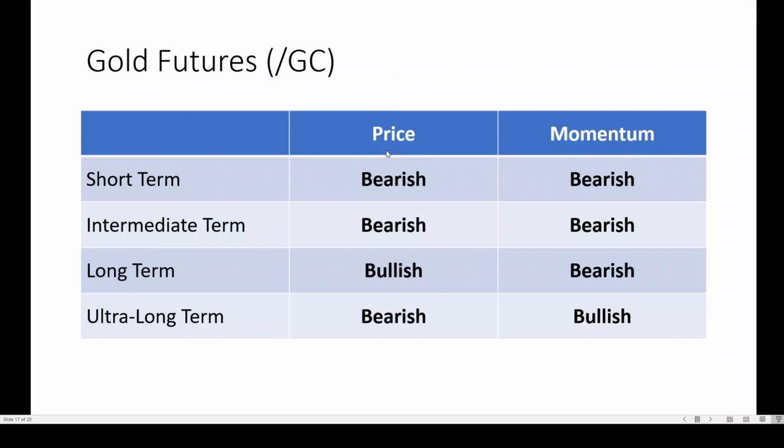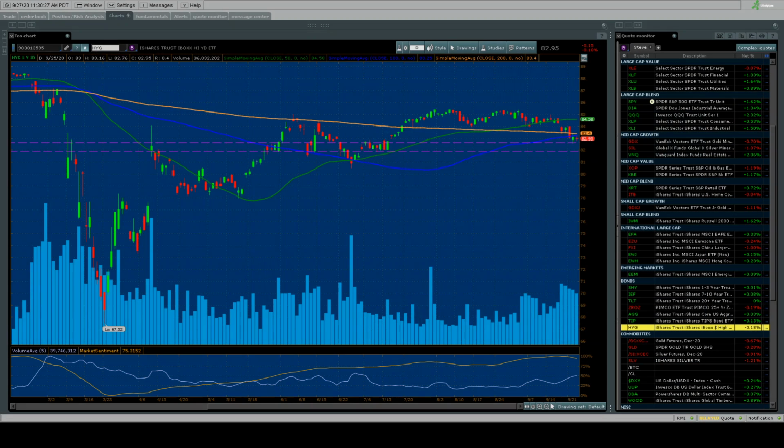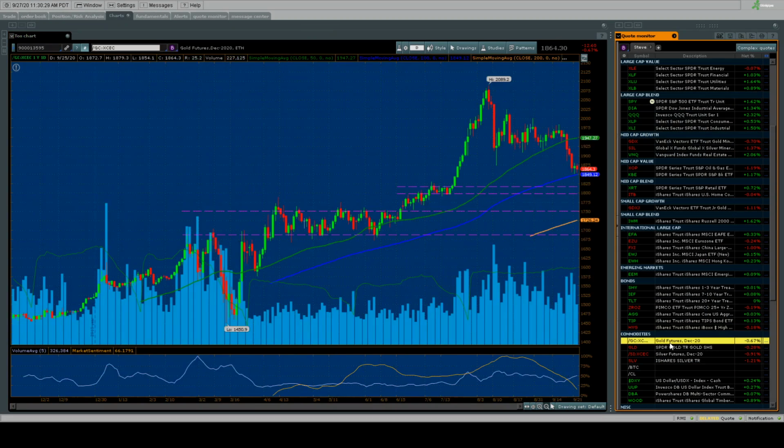On to gold, a very popular trade that has turned short term bearish, intermediate term, and is still fighting some bullish signals on the long term and ultra long term. Remember, everyone's super bullish on gold, but let's see where it's headed.